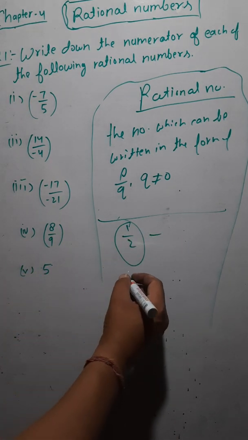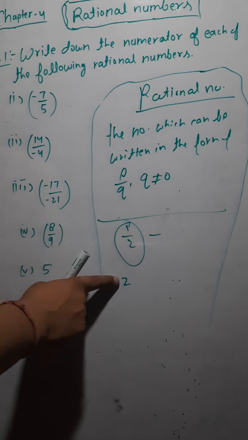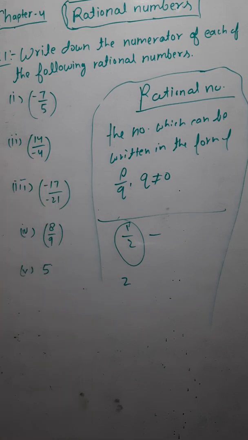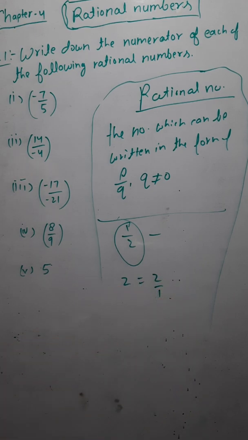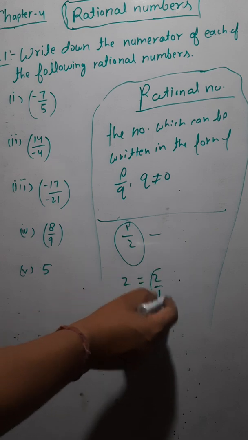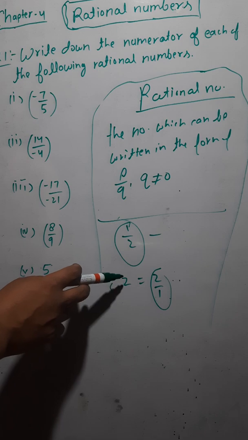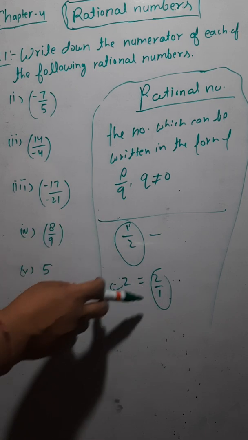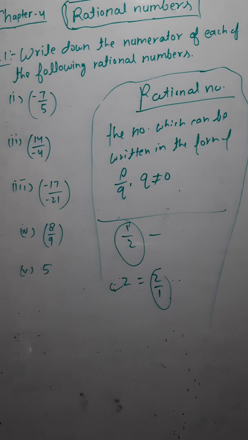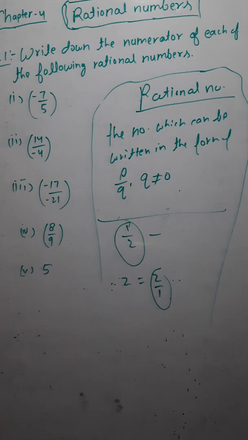Now tell me whether 2 is a rational number or not. Yes, this is also a rational number. How? Because I can write 2 as 2 by 1, and 2 by 1 is also 2. So 2 is also a rational number, because you can write 2 in the form of p by q, in the form of 2 by 1.